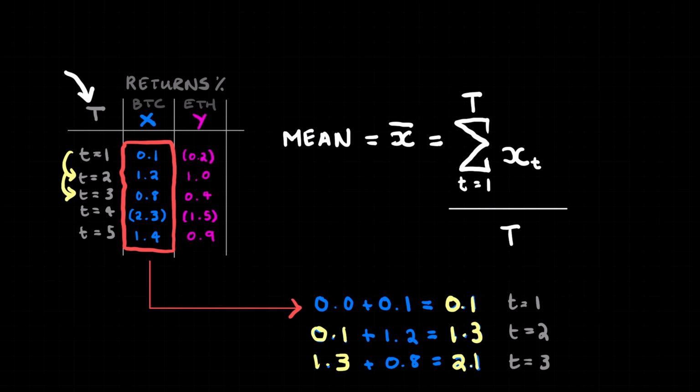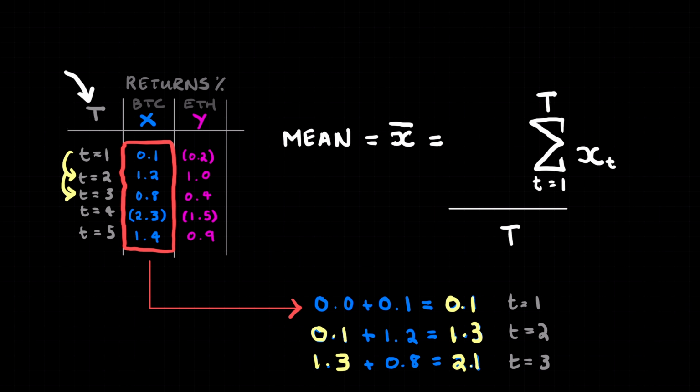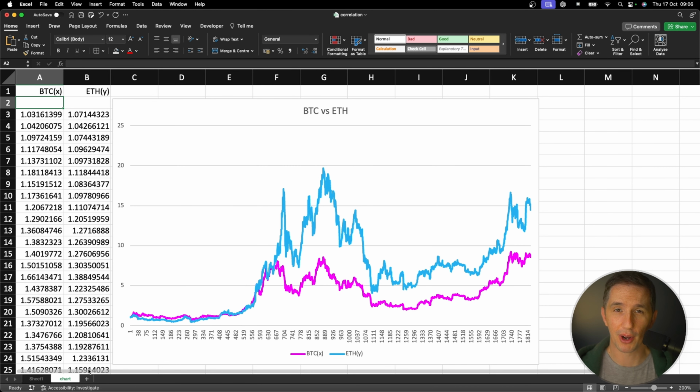Another way of writing that could simply be 1 over t multiplied by the sum, because 1 times this sum over here is essentially the same thing as this sigma notation. Now, the mean or average is also known as the first central moment, but there are other moments that we need to understand. The second is going to be the variance.